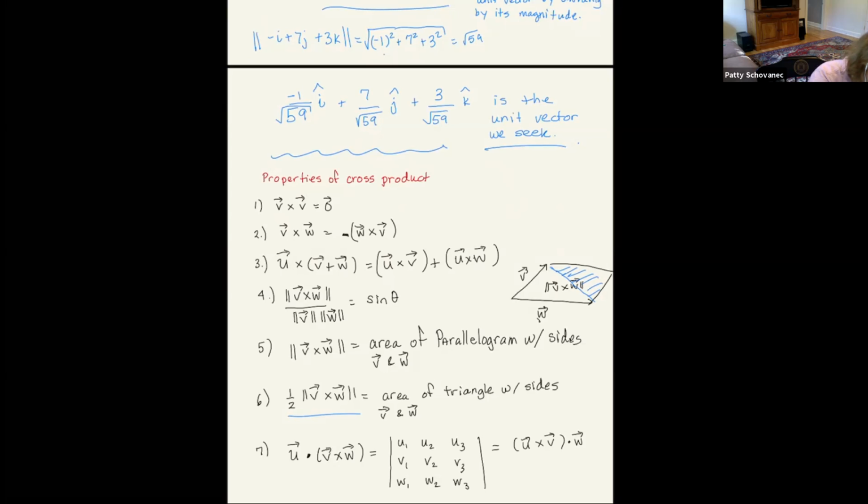And let's compute u dotted with v cross w both ways. First way is let's take v cross w that we found a few minutes ago. That was the vector whose components were -1, 7, 3, and form its dot product with u. And then let's compute this 3 by 3 determinant, which I'll have to show you how to do.